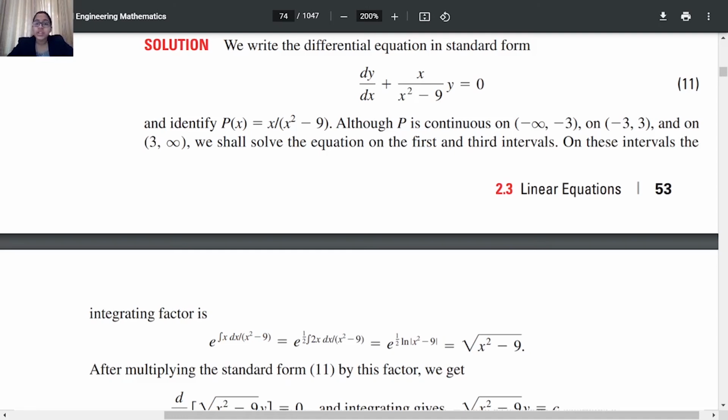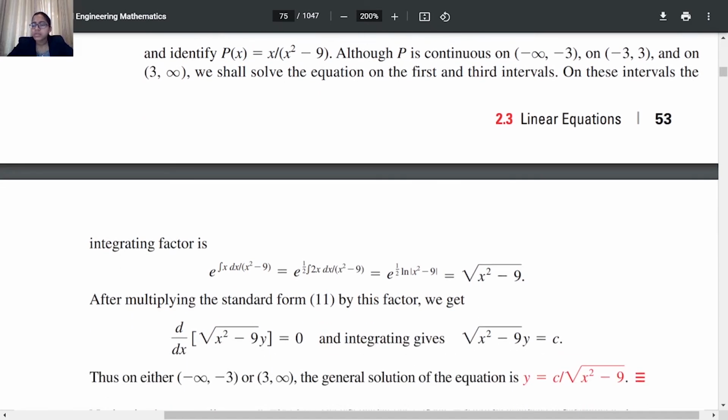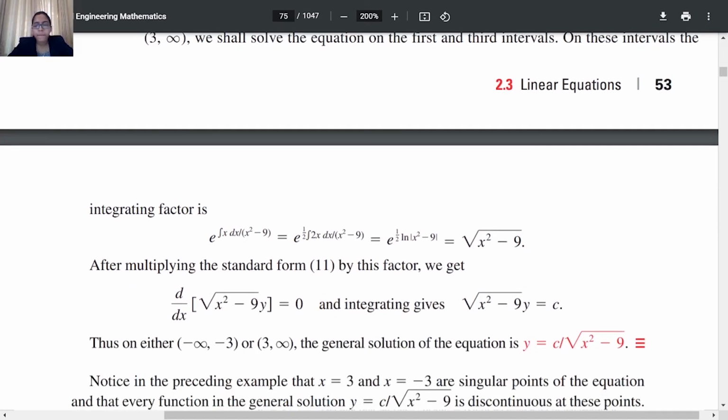So what will be the general solution? General solution will be y into root of x square minus 9 will be equal to, this is homogeneous, so this is actually the solution. So integral of 0 is 0 plus c. Okay, so this is how we solve the differential equation.